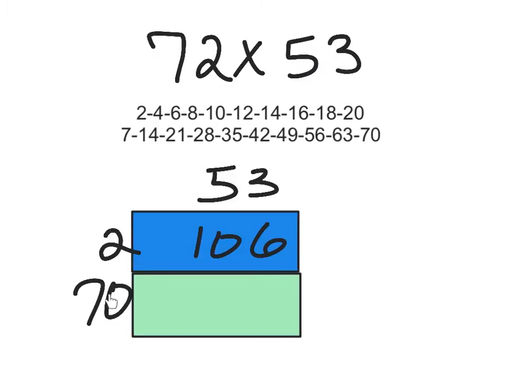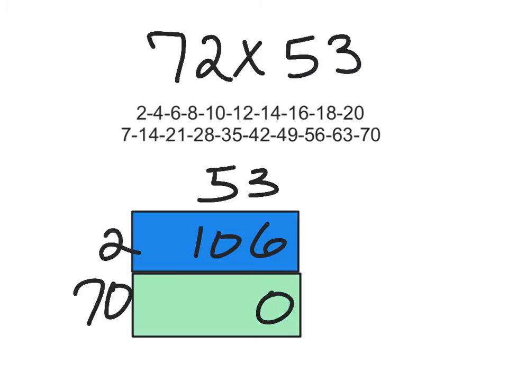Next, I'm going to move down here to the 70, and I'm going to do 70 times 53. I'm going to do the 0 first. 0 times any number, in this case 53, is going to give me 0 right down here. So I'm going to drop that 0 right there. Let's try it again. There we go.